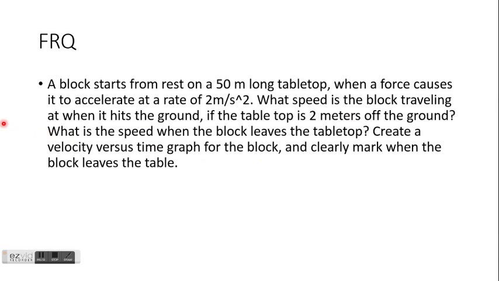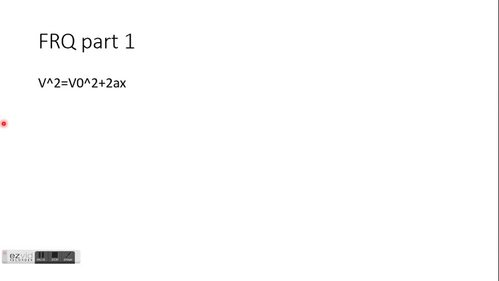So, I'm going to start with this, and say that v squared equals v naught squared plus 2ax. So v equals the square root of 2 times 2 meters per second squared times 50 meters. So velocity equals 14.1 meters per second. So that gives me the velocity in the x direction.